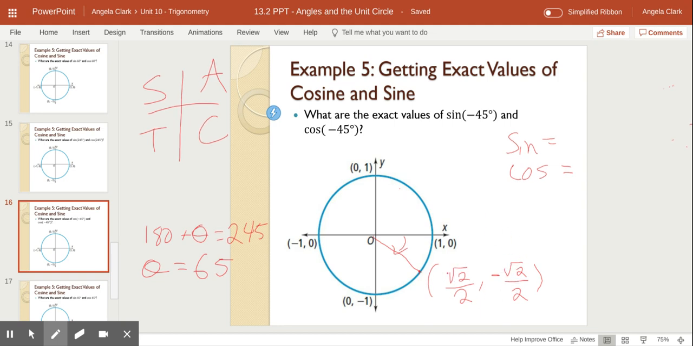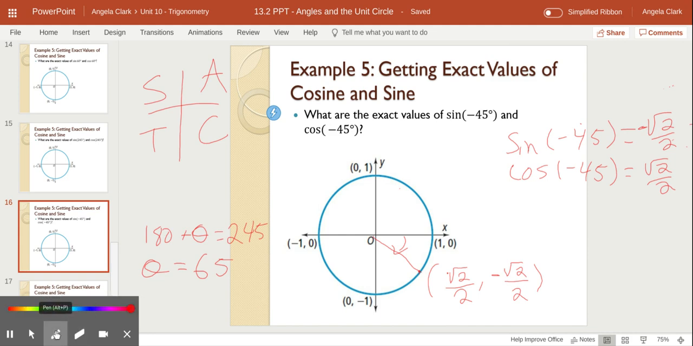So either way you think about it, you can end up with the right signs. So sine is going to be, side note, it doesn't actually make any sense if you don't have an angle written here. So that was me being sloppy. Sorry about that. But sine and cosine don't actually make any sense if they don't have an angle associated with them. So this is going to be negative square root of 2 over 2. And this is going to be positive square root of 2 over 2. So that's for negative 45 degrees.